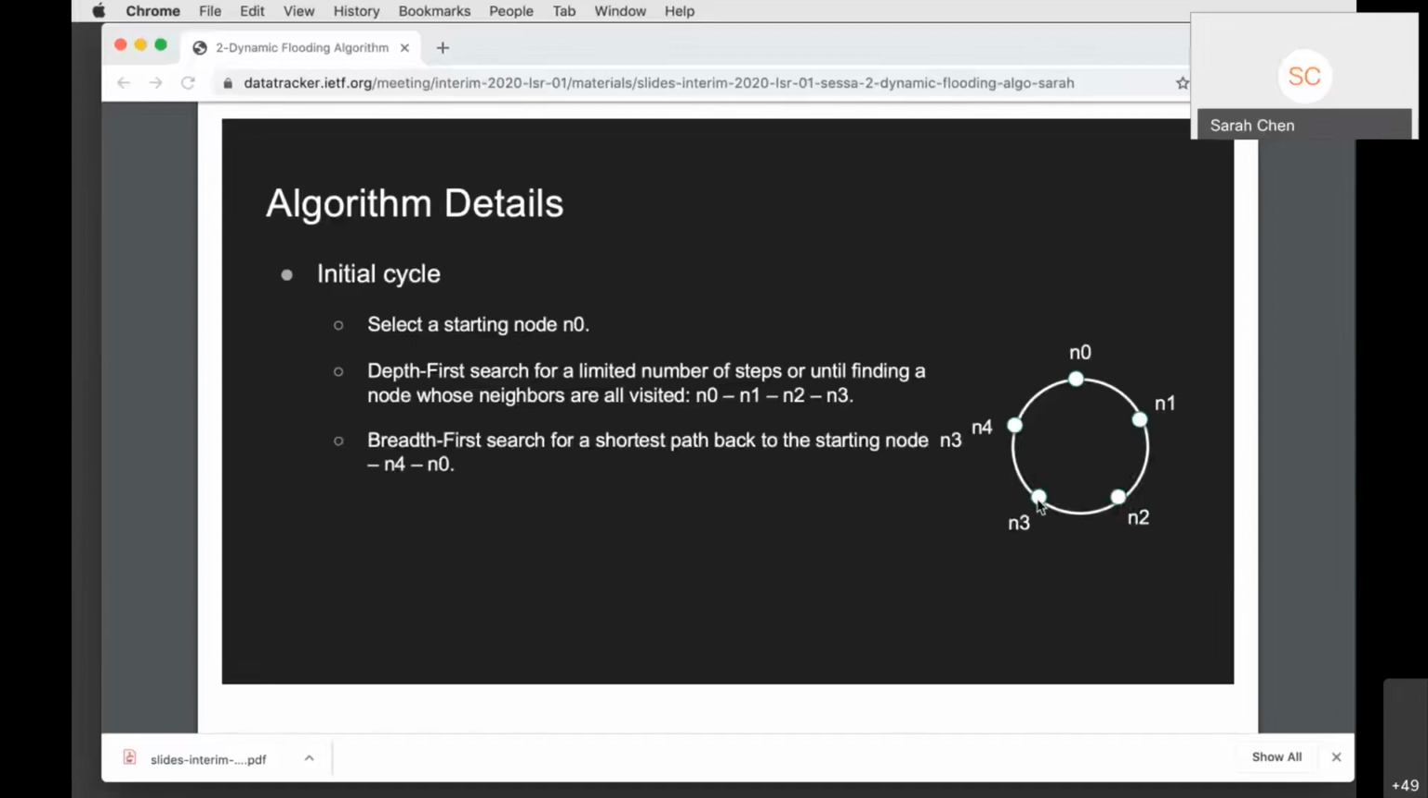This is just to control the diameter of the subgraph, the initial cycle. After we stop, we switch the gear. We use a breadth first search to find the shortest path from the end node in the DFS, here it is N3, back to the starting node, N0. So in the example, we find that N4 is the intermediate step to reach N0. Then we find the initial cycle, N0, 1, 2, 3, 4, here.